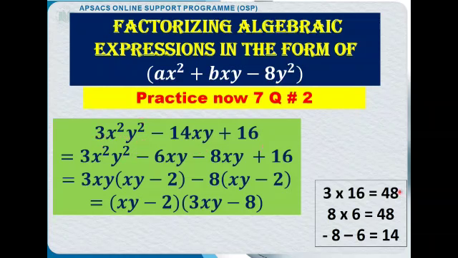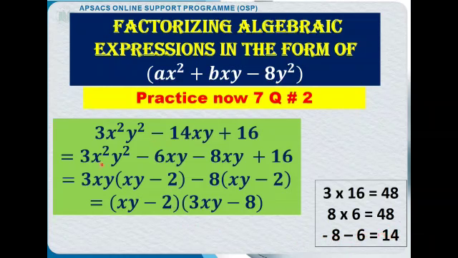48. Now we need such numbers that if we multiply them, we get 48, and by adding or subtracting, we get 14. Clear? So how will we do it? We thought 8 × 6 is 48 and 8 + 6 is 14. But here is the sign of minus, that means minus minus plus. So we took minus 8, minus 6, which makes 14, and the minus sign always comes with the greater number.